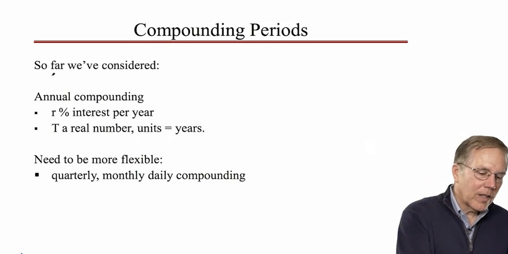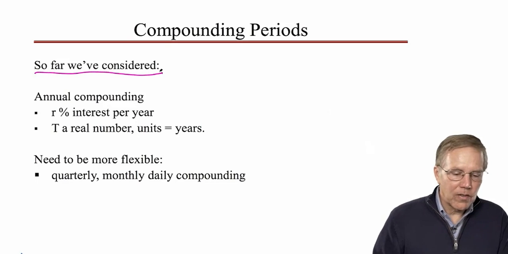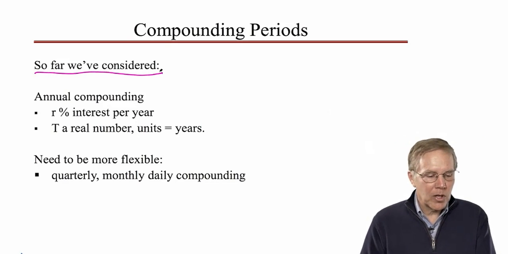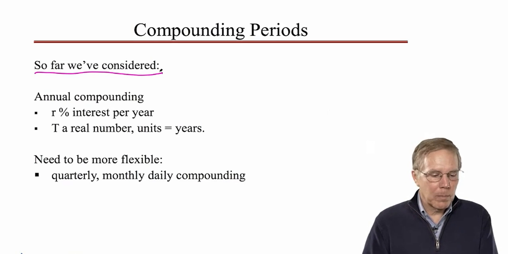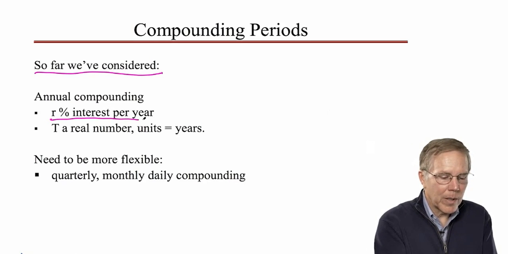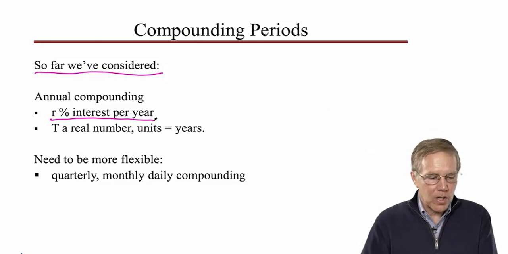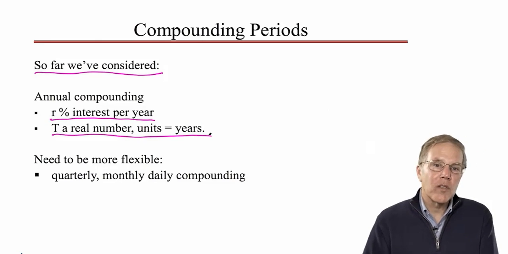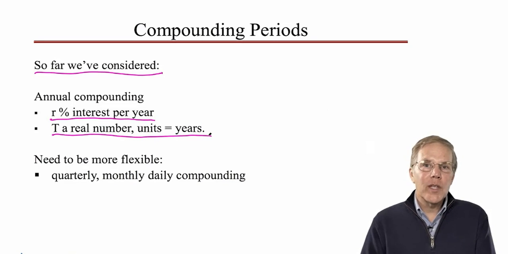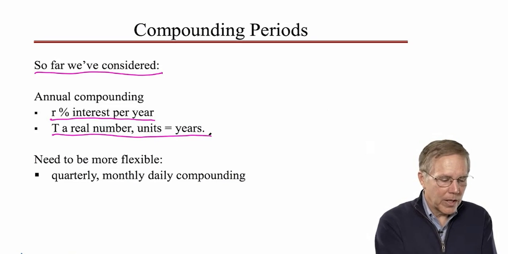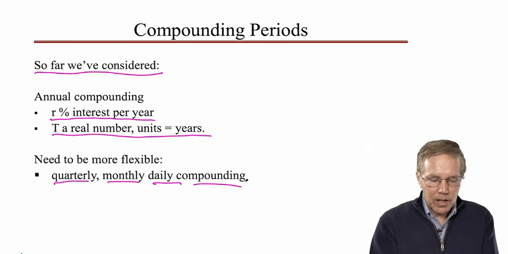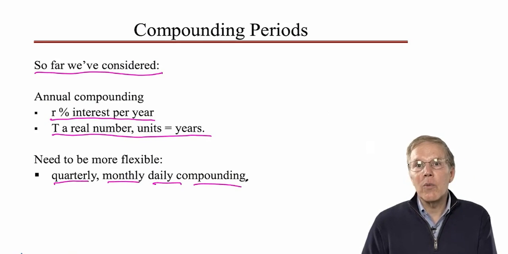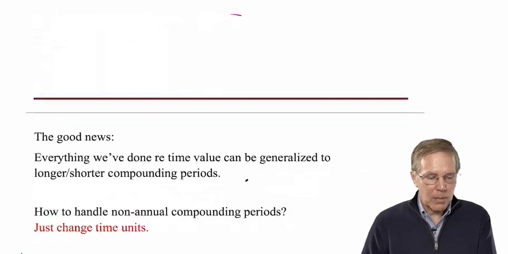Okay, so far everything that we have done in this module and in the previous module is to use annual compounding. So R% meant R% interest per year. And t was always a real number. It didn't have to be an integer, but we always measured time in years. Now we need to be, and in the real world, we need to be much more flexible. We need to consider quarterly, monthly, daily compounding, any of those, bi-weekly compounding, semi-annual compounding.